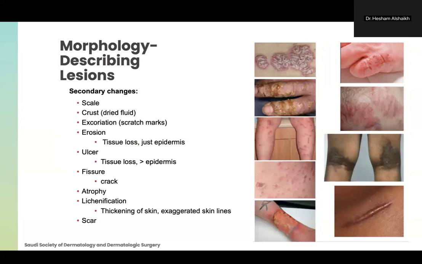In terms of secondary changes, sometimes you'll find them in addition to the primary lesion, or sometimes you're only going to see secondary changes in the skin. And these are also helpful clues in determining where and what exactly the pathology is.